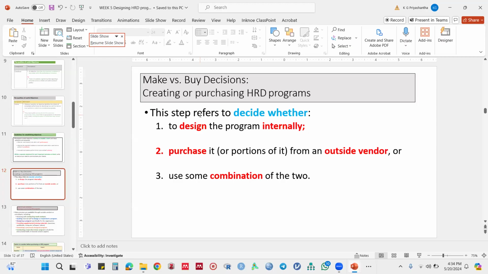Make is simply whether you design your own training program, HRD program. Buy denotes whether you acquire a training or development program from an outside vendor. So that decision needs to be taken at this level. The step refers to deciding to design the program internally or purchase it from an outside vendor, or use a combination of both.